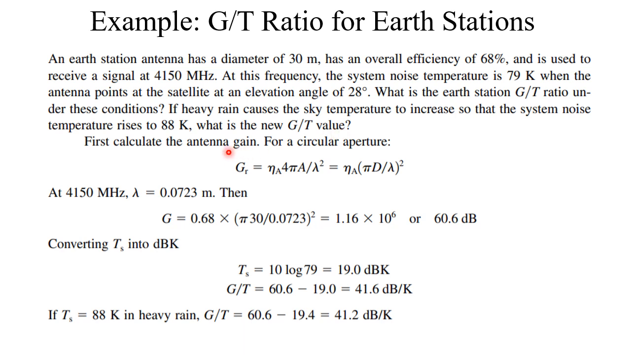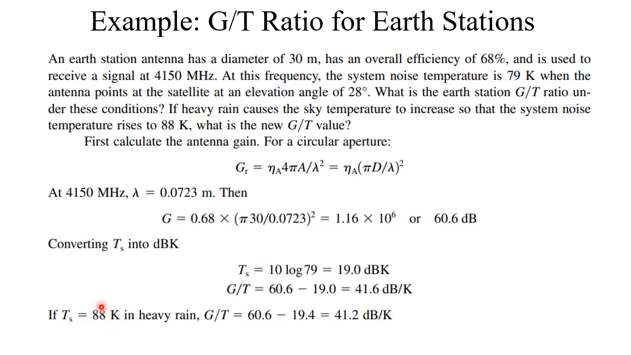So first we have to calculate the gain for the circular aperture. So it is eta A into (pi d by lambda) whole square. At a frequency of 4150 MHz, lambda becomes 0.0723 meter. Putting the value in and converting into decibel, it becomes 60.6 dB. Now TS in decibel unit becomes 19 dB Kelvin. 79 was there, so 10 log 79 means 19 dB Kelvin. So G by T means 60.6 minus 19, that is 41.6 dB per Kelvin.